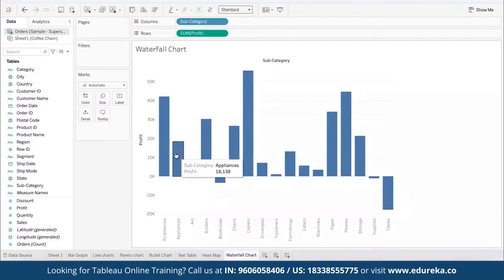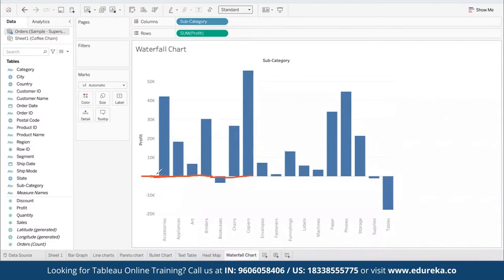Then, so what is happening? Each of these bars is indicating its contribution. So this here is zero, right? This is the zero axis, the zero line on the axis. This much is accessories, this much is appliances, this much is art, this much is binders, and we have a negative contribution from bookcases, and so on and so forth.